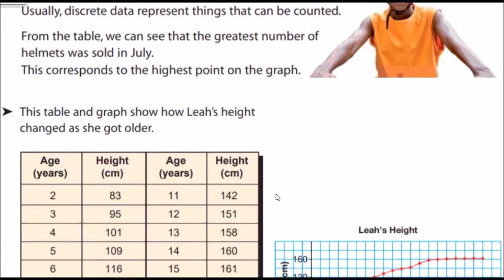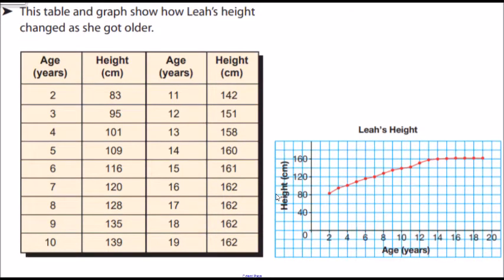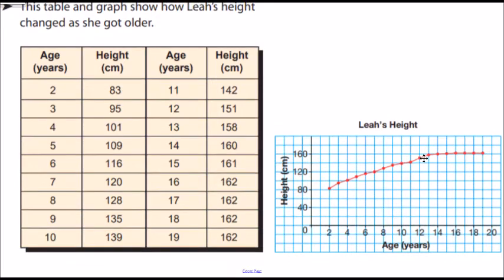This table and graph for the next example show Leah's height as it changed as she got older. This is kind of a complicated table because we have age and height, and then age and height as she jumps from 10 to 11 years old. And we would guess that it goes up. At 2 years old, she was 83 centimeters tall. And we've just plotted each one of these points as best as we can on this graph.